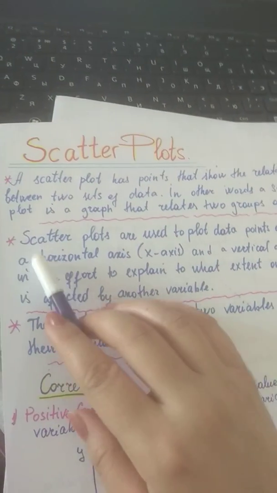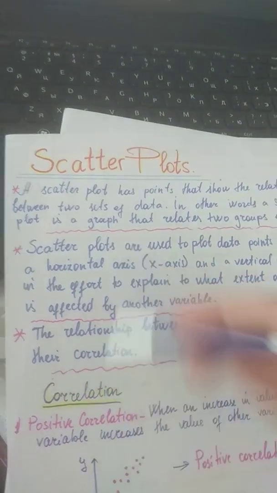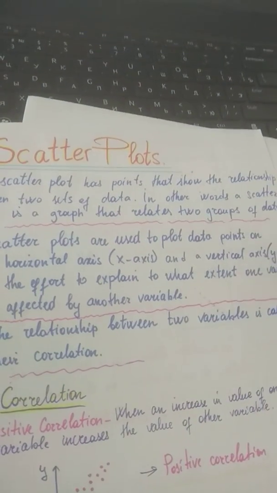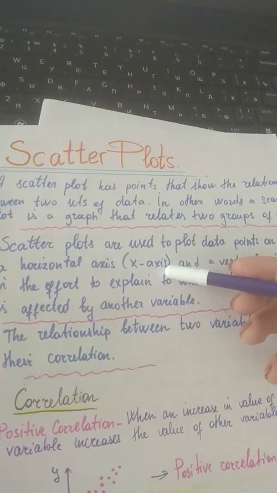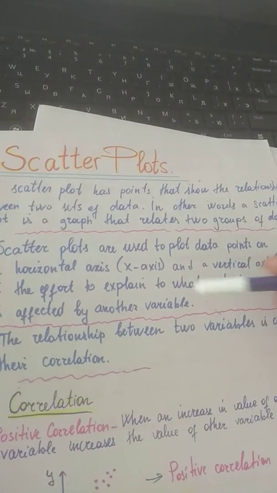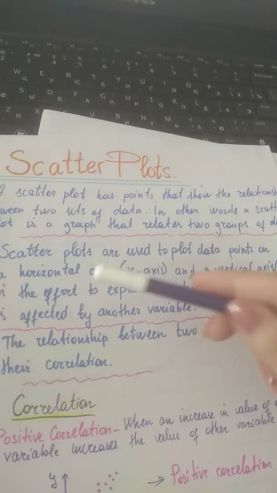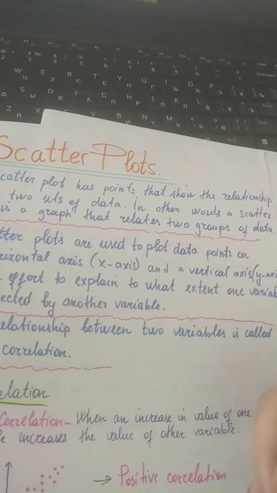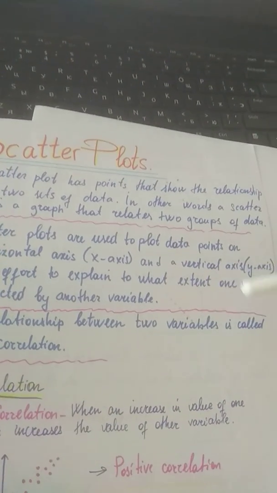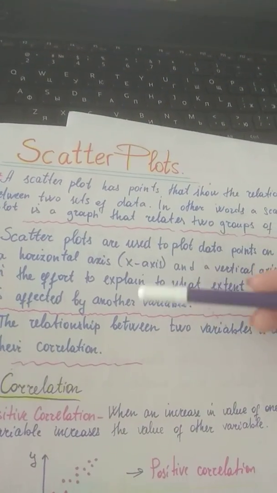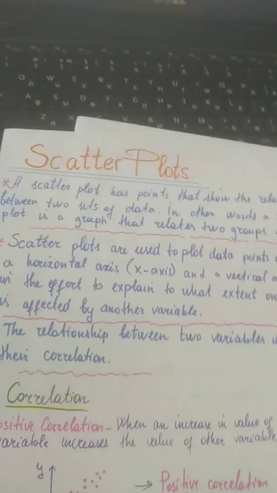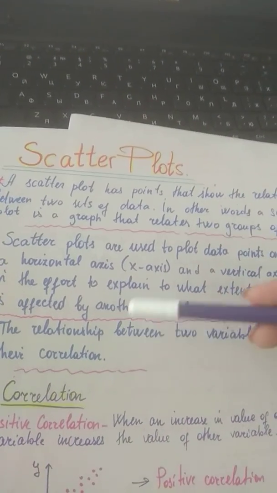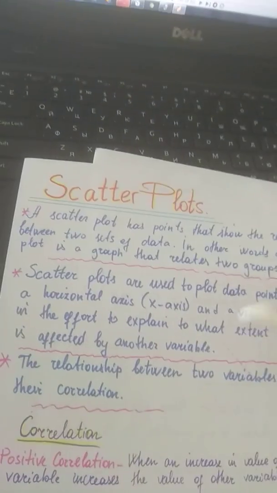And then the second part: scatter plots are used to plot data points on a horizontal axis. Which one is the x-axis? I hope you know that, but if you don't, you can take a note. The horizontal axis is the x-axis, and the vertical axis is the y-axis. They are used in the effort to explain to what extent one variable is affected by another variable. This one is so important, guys.